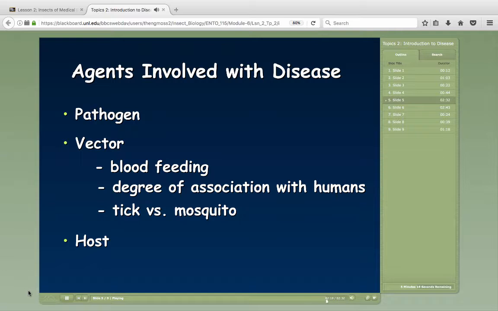And then finally, the last agent that you need is a host. And what we're going to learn about that for many cases, this might be a human host or it may be an actual animal, another animal serving as a host.